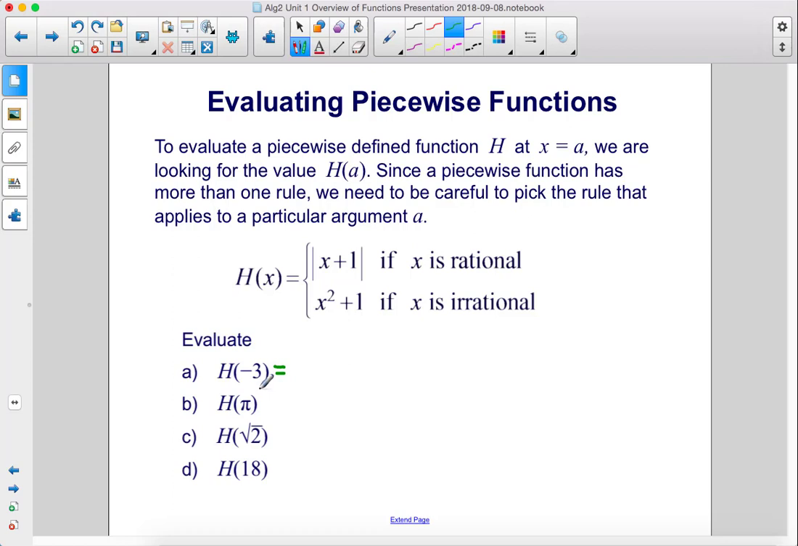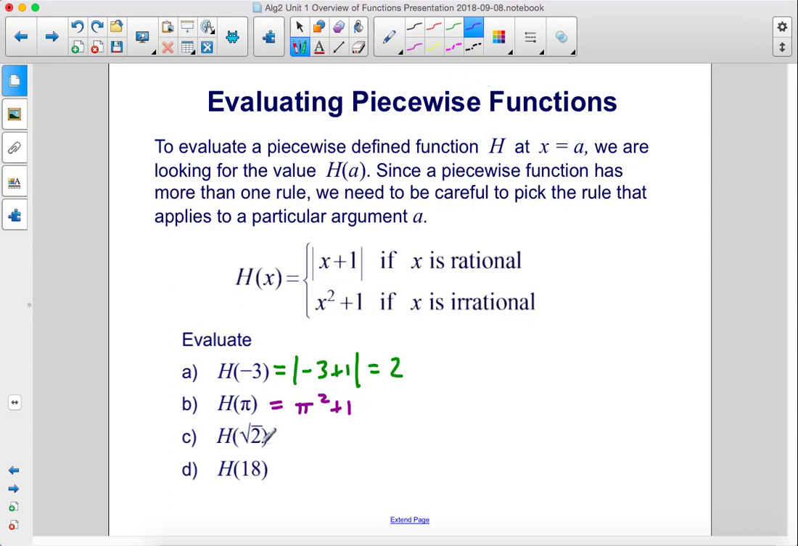Negative 3. That means x is rational. Negative 3 is a rational number. Therefore, we have absolute value of negative 3 plus 1. Negative 3 plus 1 is negative 2. Absolute value makes that 2. H of pi. Pi is irrational. So we have pi squared plus 1.